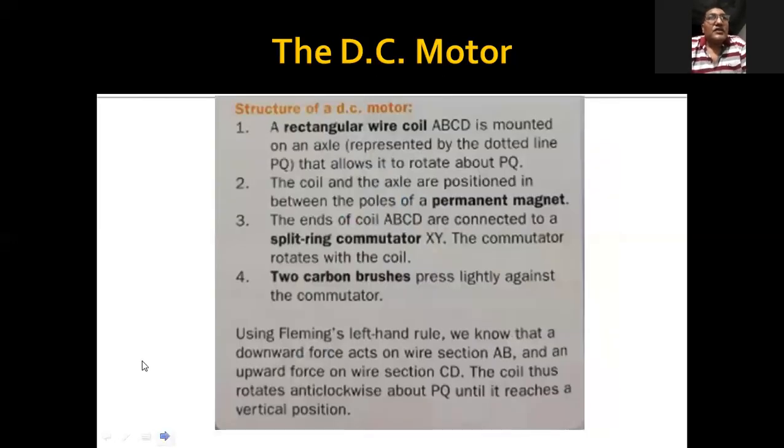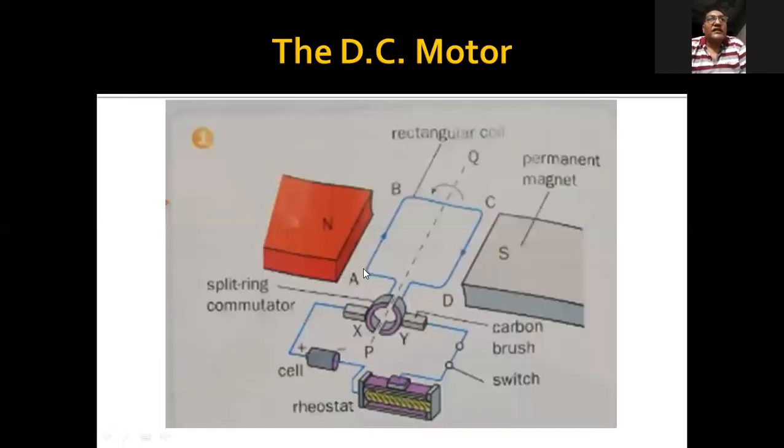Okay, so a rectangular coil ABCD is mounted on an axle represented by the dotted line PQ that allows it to rotate about the PQ. So he's talking about ABCD. This is mounted on this axle PQ. Because this rectangular coil is mounted on the PQ, it can rotate about the PQ, either in the clockwise or in the anti-clockwise manner.